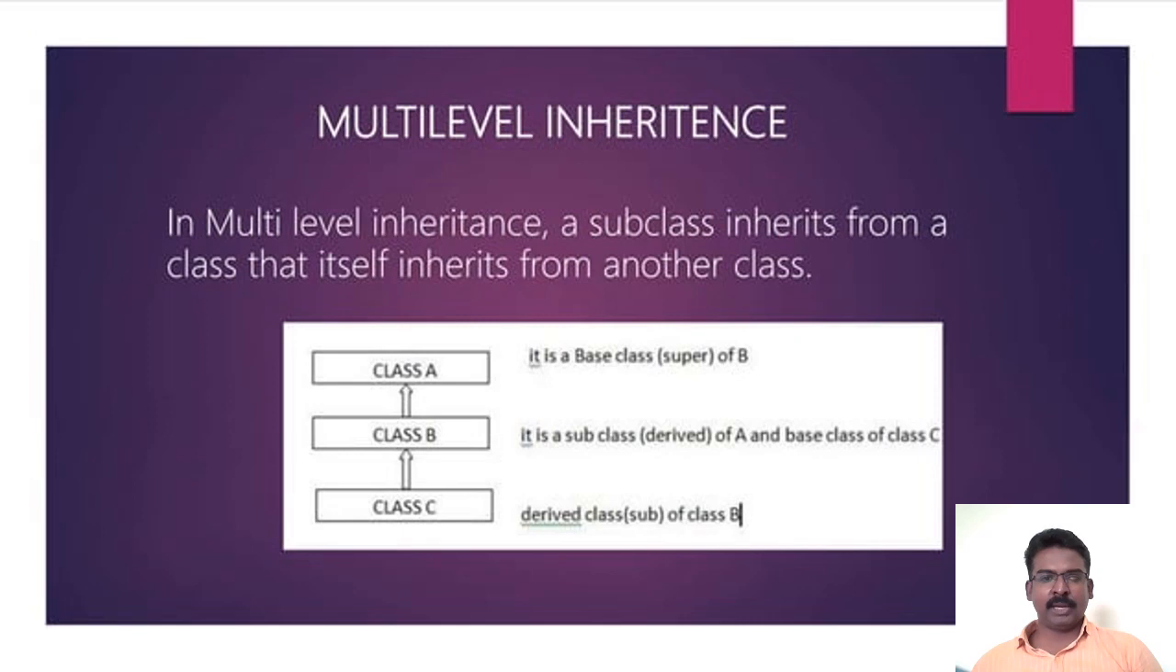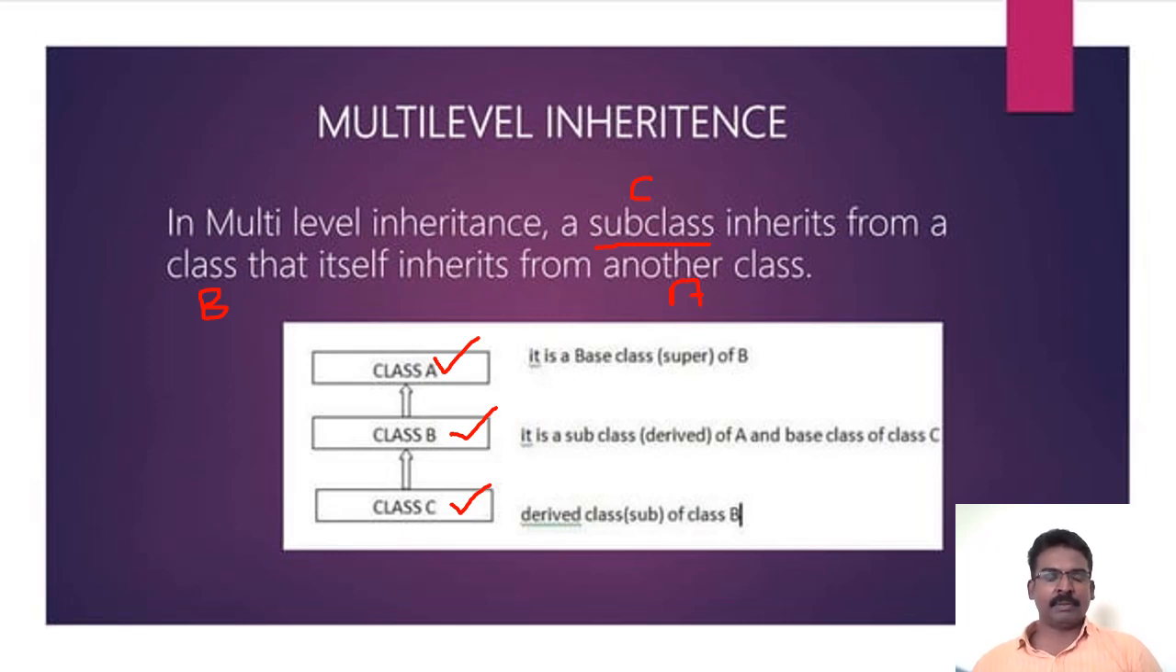Then coming to multi-level inheritance. Here the B class is inherited from the A class, and again from the B class, the C class gets inherited. As per the definition, multi-level inheritance is when a subclass C inherits from a class B, which itself inherits from another class, that is A. Such kind of inheritance is multi-level inheritance.